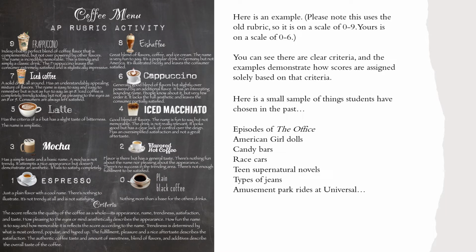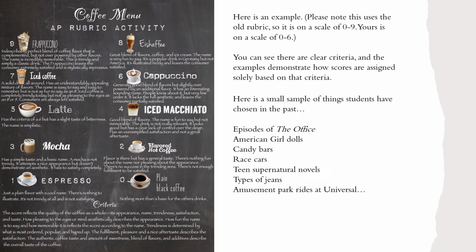I think looking at an example of what I'm asking for is probably much better than my explanation. This paired with a worksheet should walk you through. However, I am available on Schoology and via email during your class period, so if you have any questions, please let me know. This example is an older one based on the old 0 to 9 AP rubric, so yours will be 0 to 6.